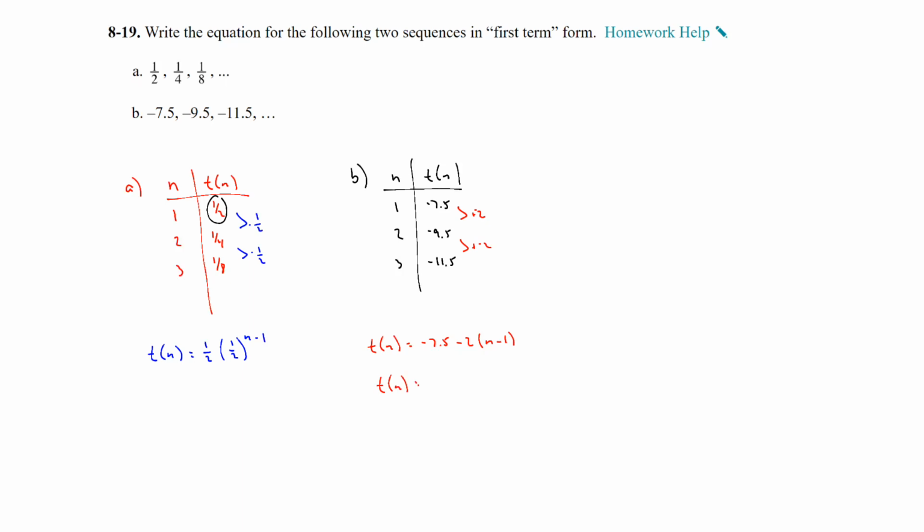If you wanted to write that first, you're more than welcome to. So it could look like negative 2 times n minus 1, and then minus 7.5. And once again, if you're not sure if this works, plug in term 1. What do you get? Negative 2 times 1 minus 1, minus 7.5. This would be negative 2 times 0, minus 7.5, which would just be negative 7.5. And we should try it for term 2 and 3 just to verify, but that is correct.